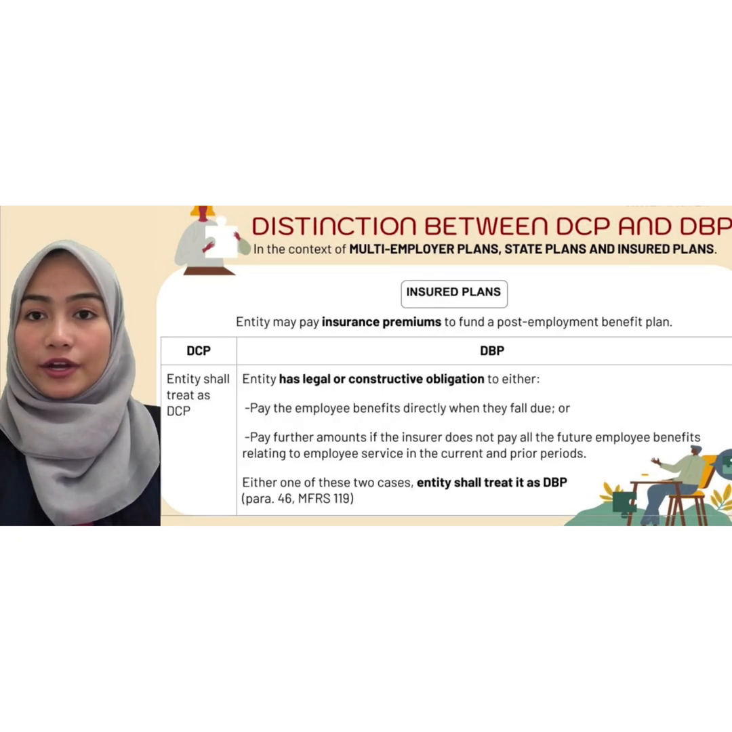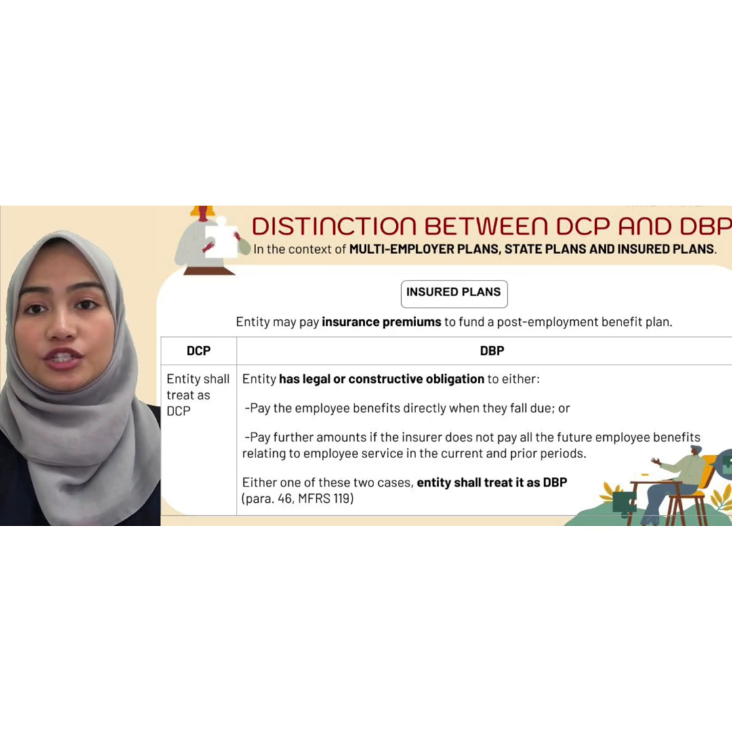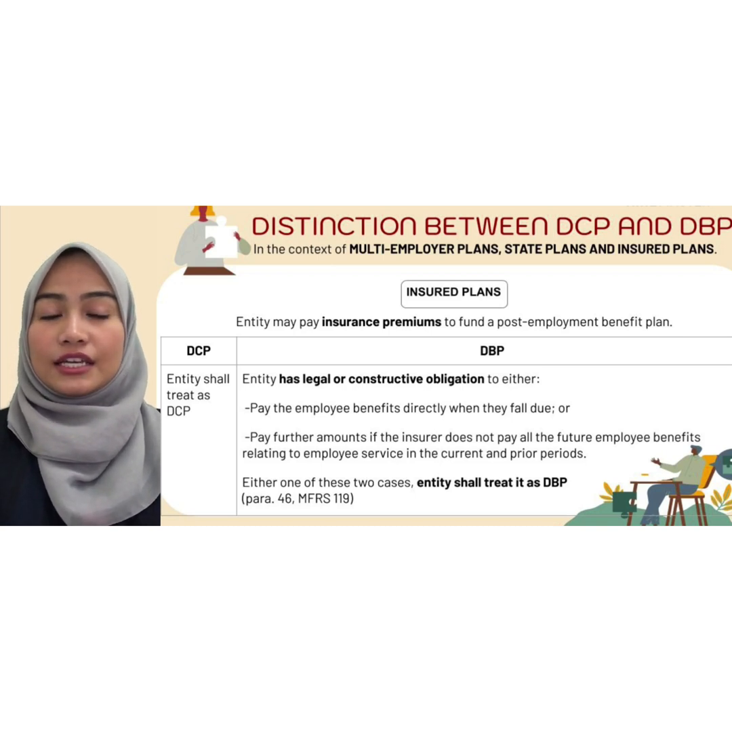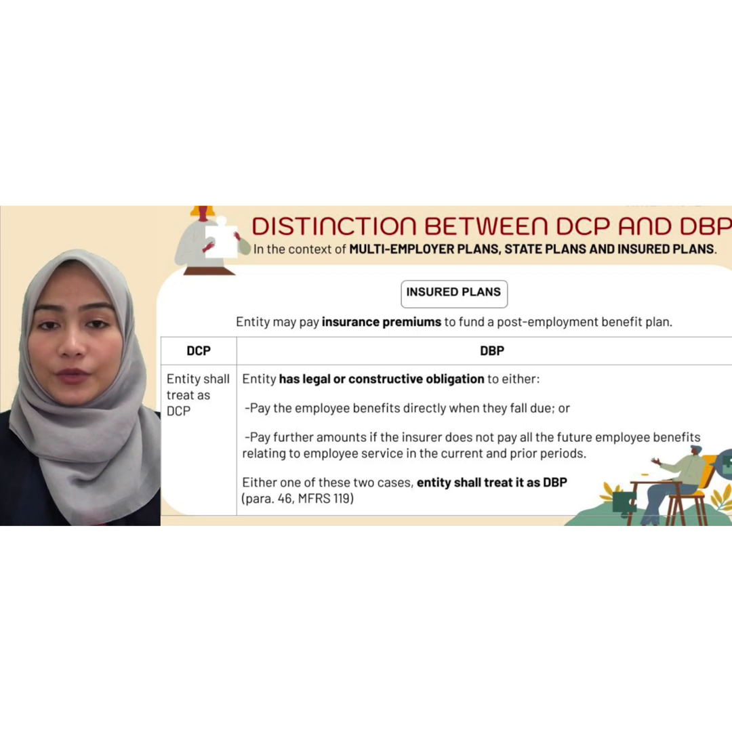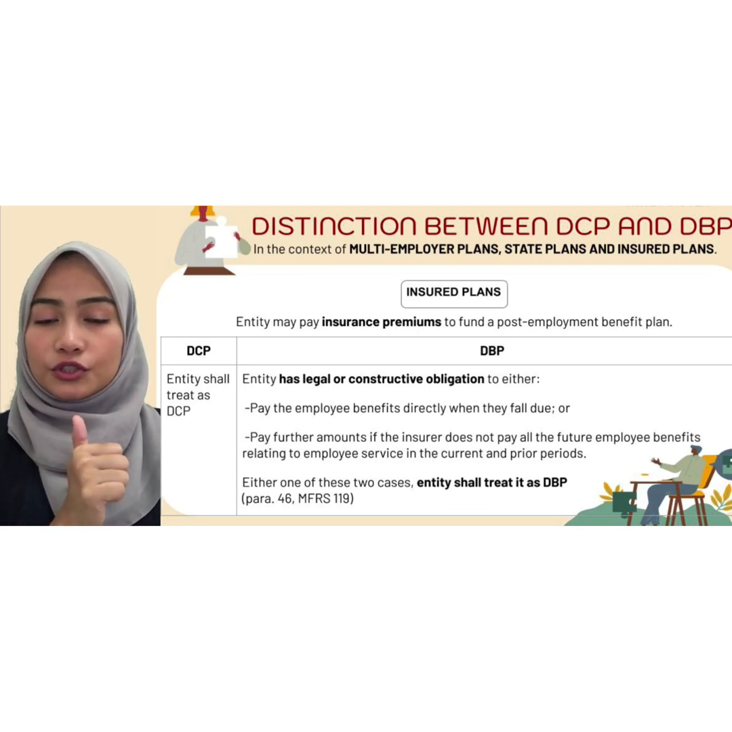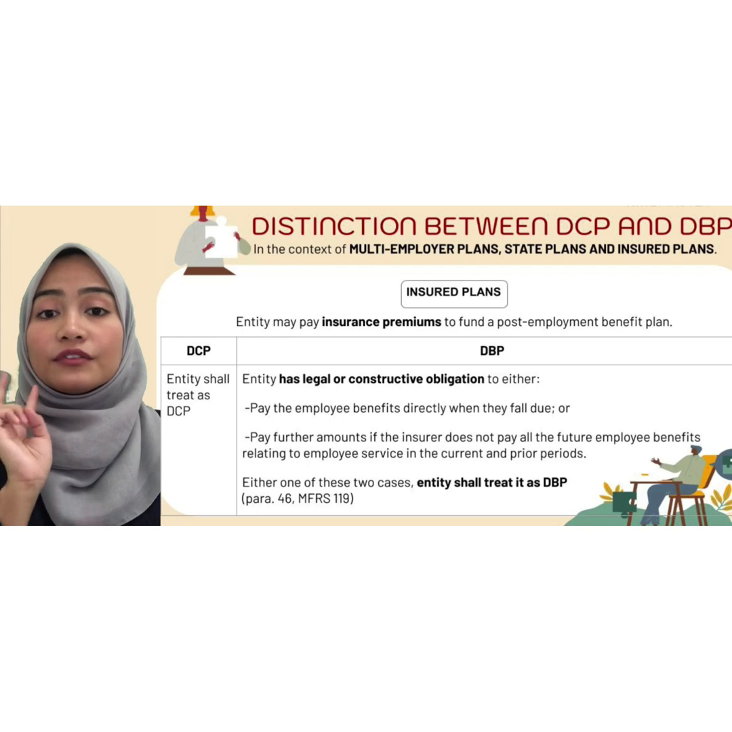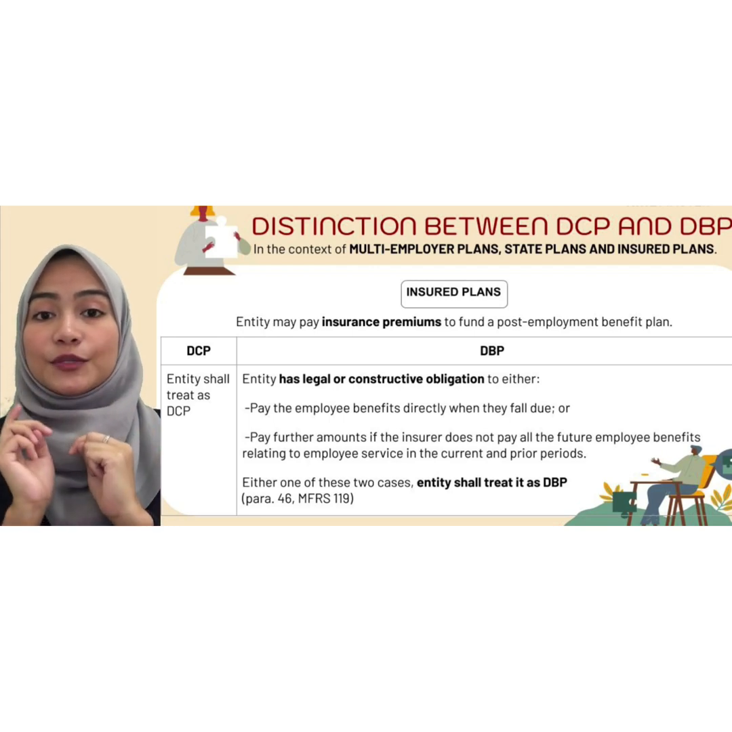The last one under distinction of DBP and DCP is insured plan. It refers to insurance premiums, which shall be treated as DCP, but if the company has a legal or constructive obligation to either pay the employees' benefit directly when they fall due or pay further amounts if the insurer does not pay, in either one of these two cases, the entity shall treat it as DBP.